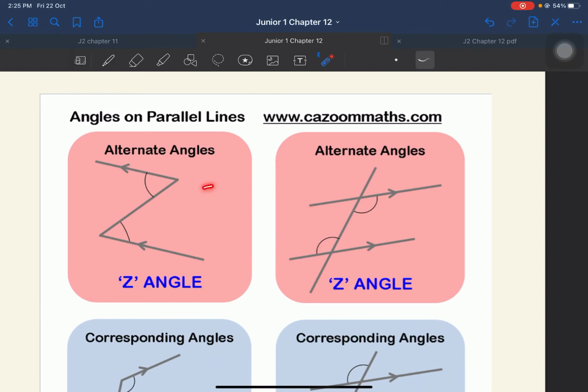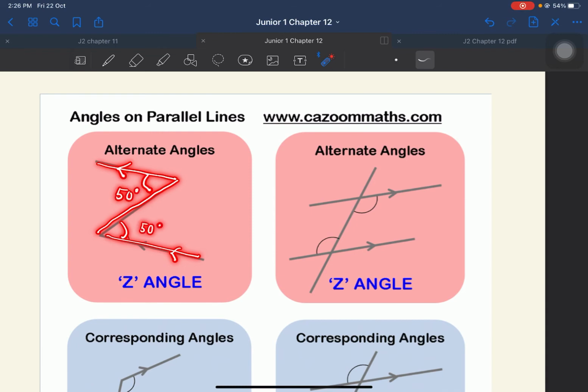So let's say you have two straight lines here, and you draw a line that cuts through them. We call it a transversal line. So you have a pair of straight lines, and this is your transversal. This is what we call alternate angle. They are going to be the same value. If here is 50 degrees, here will be 50 degrees as well.